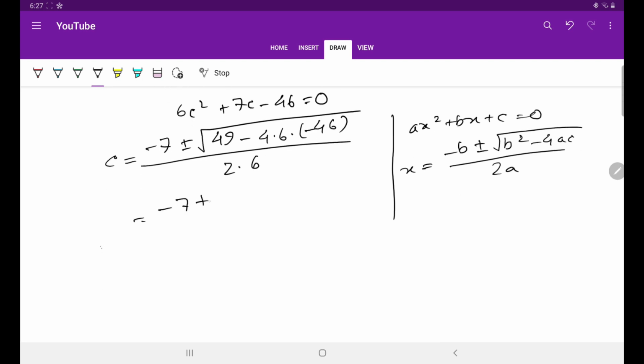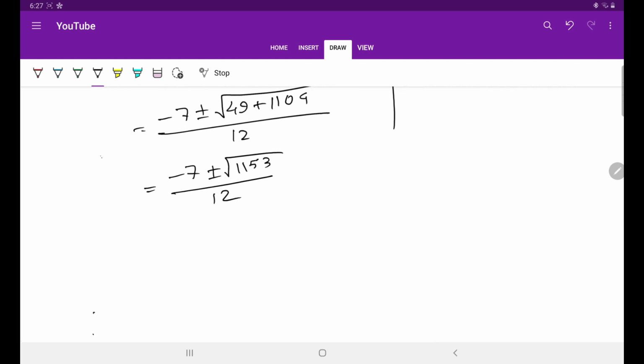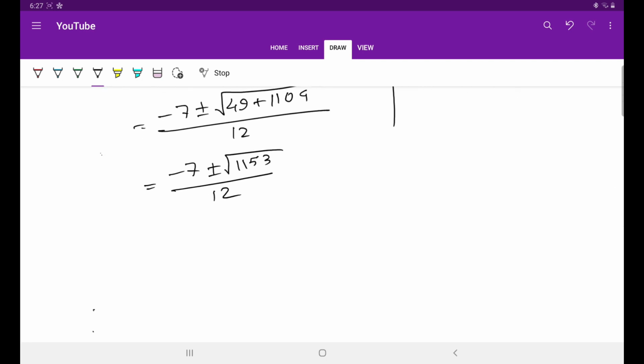That means minus 7 plus minus the square root of 49 plus 1104, over 12. Yeah, minus 7 plus minus root 1153 over 12. Okay. Yeah, we are done, right? Something is fishy. Okay. What is that?